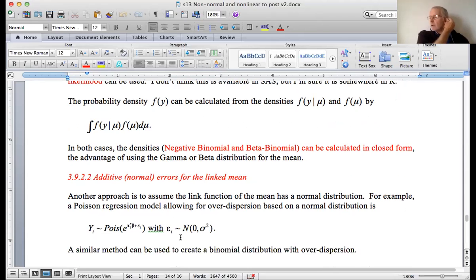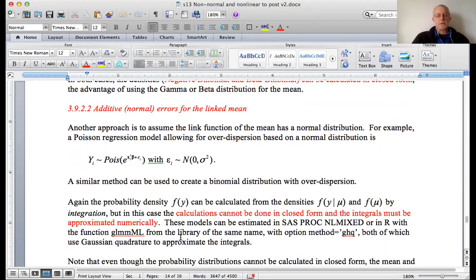Okay, so why would you use gamma and why would you use normal? What would be the advantages of each of those? Turns out they're each useful in different situations.